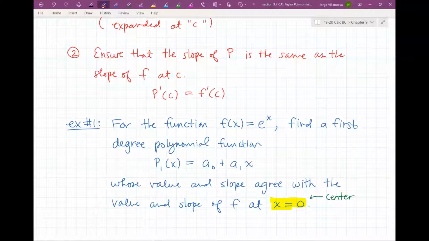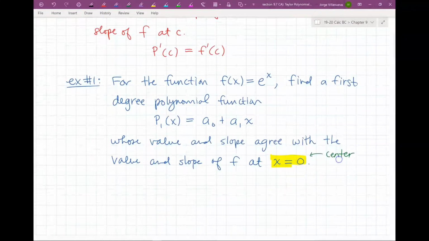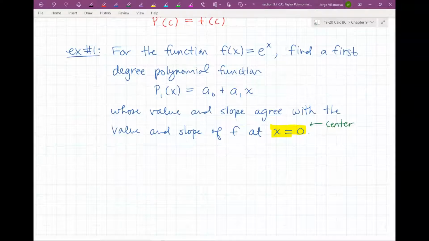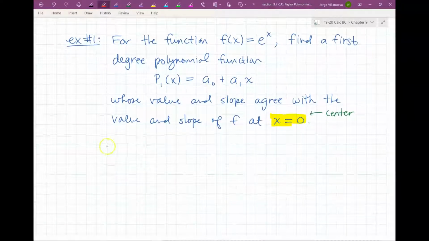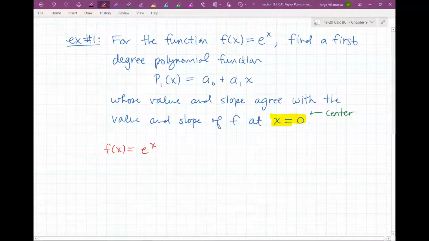Okay, so this is basically what they're saying. They say, all right, what we want you to do is we're going to get our original function, f of x equal to e to the x, and we're going to take the derivative of it because we need the slope of it. Well, the derivative is e to the x, so no big surprise there. Now they say figure out the value of f of x at 0 and the value of the slope of f of x at 0.